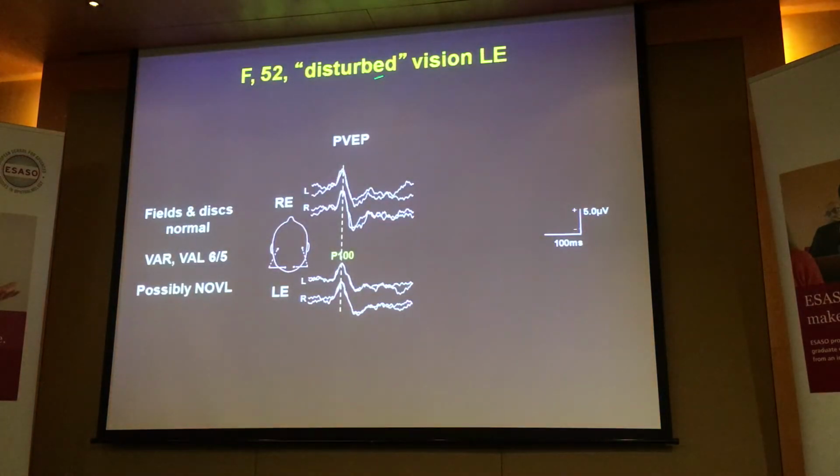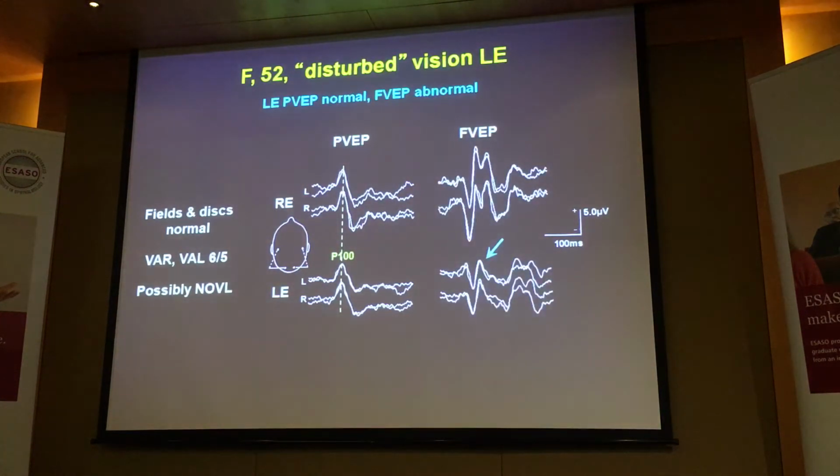This patient had disturbed vision, thought to be non-organic in origin, and the pattern VEP is completely normal. The ophthalmologist who referred the patient said, look, to be honest, Graham, the only reason I'm referring her is that she's a private patient. I've got to be seen to be doing something. I don't think there's anything wrong. Not the way to practice medicine, but that was the reality. Pattern VEP is completely normal.